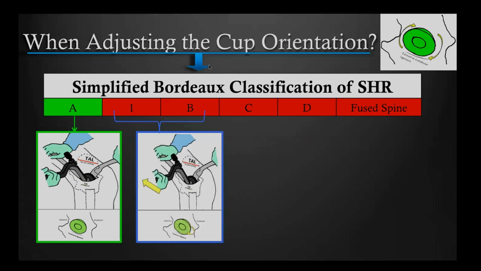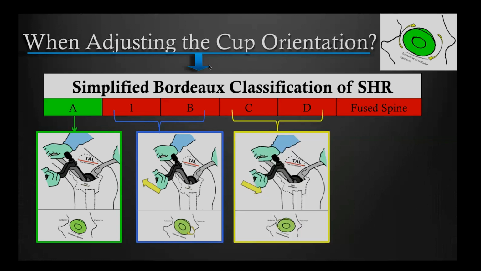All the other cases may need a cup adjustment. In the type 1 and B, those patients have a risk of anterior prosthetic impingement when sitting, so it is important to increase slightly the anteversion of the cup relative to the transverse acetabular ligament, and to maintain a cup inclination between 40 and 50 degrees relative to the teardrop line.